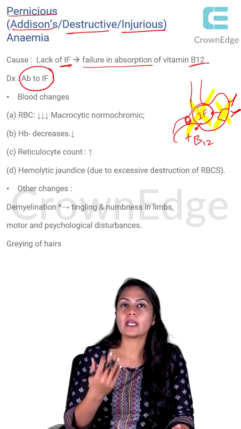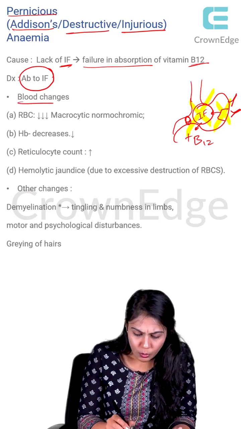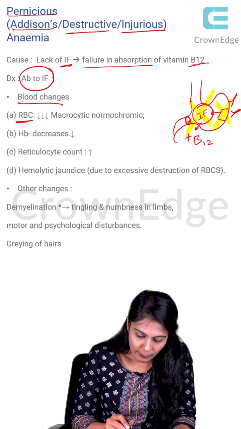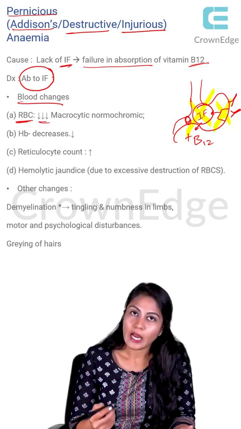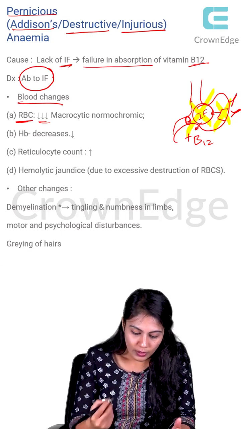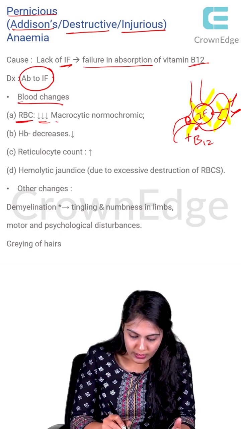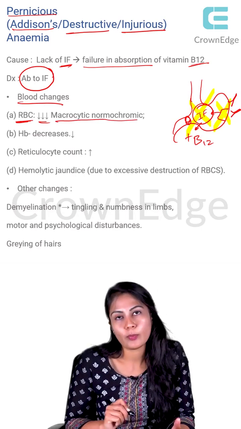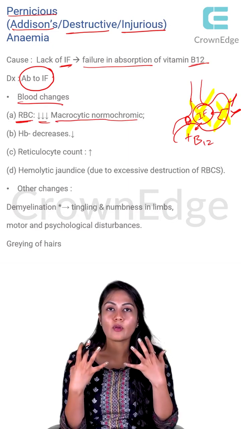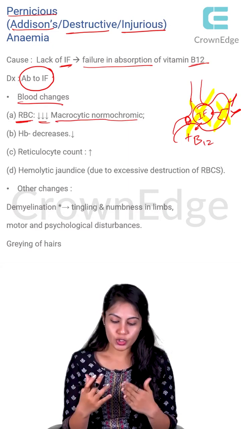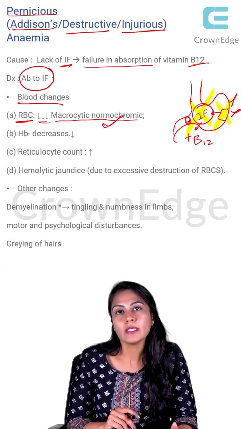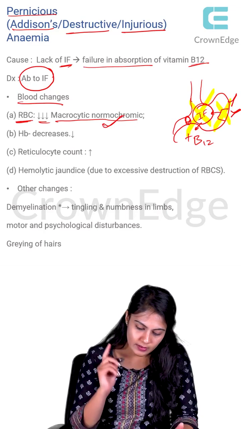And that's how we can diagnose it. What are the blood changes that you're going to see? The RBC numbers will be decreased, right? There is anemia, so numbers will be decreased. And what type of anemia will you see? Macrocytic normochromic, right? Macrocytic, the cell size will be increased. They cannot form the proper shape, right? And it is normochromic, that means the color will be normal, right? Just the size will increase.